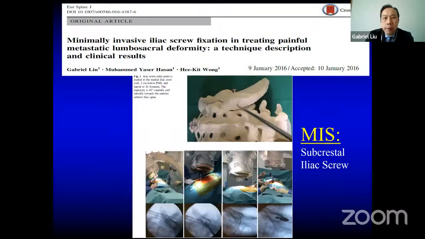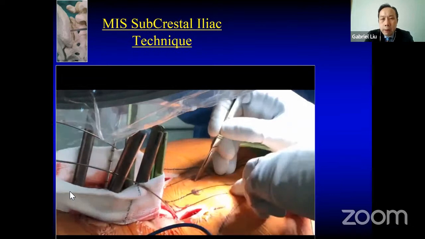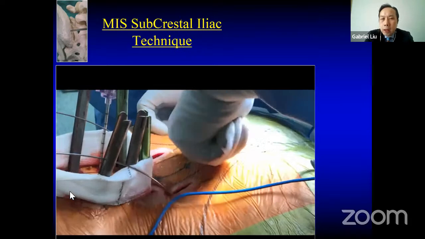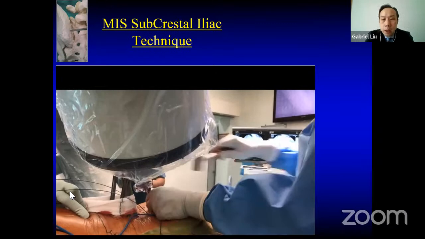The way to do this is similar to what we talked about. Again, it's a subcrestal screw. We make a screw entry at the S1 foramen or S2 foramen area. We put a cut about 1.5 cm away from the iliac crest, and then use finger dissection into the sacrum, walk towards the SI joint, and puncture the medial wall for the Jamshidi needle.